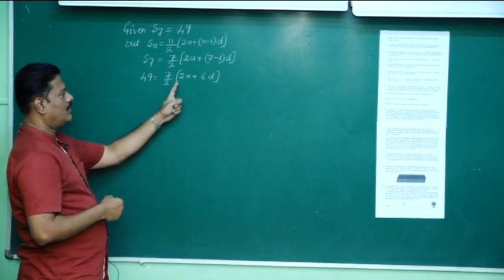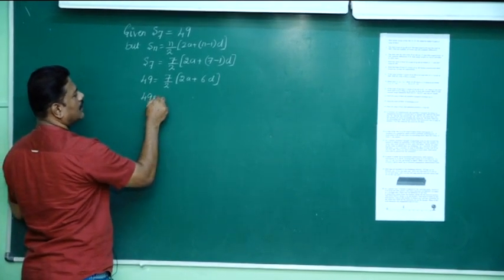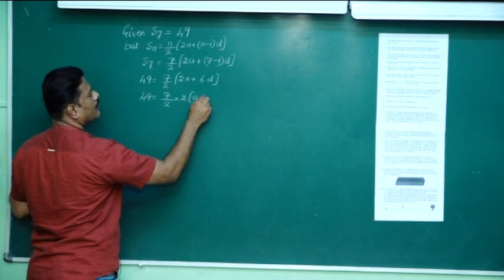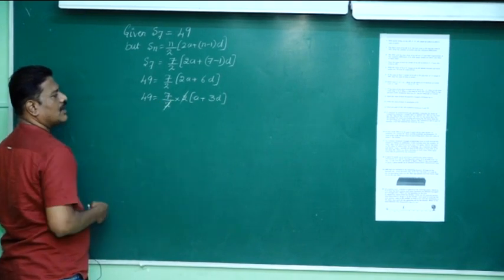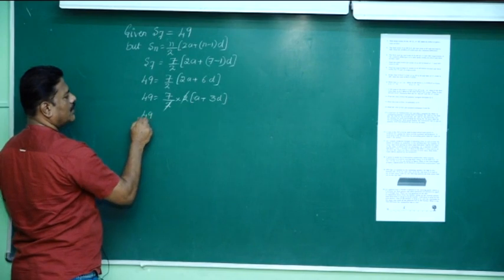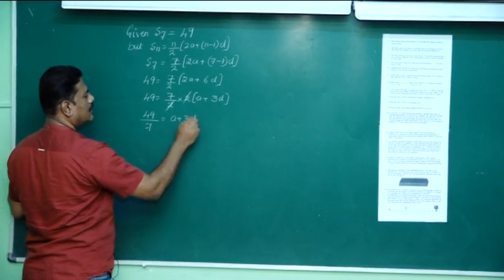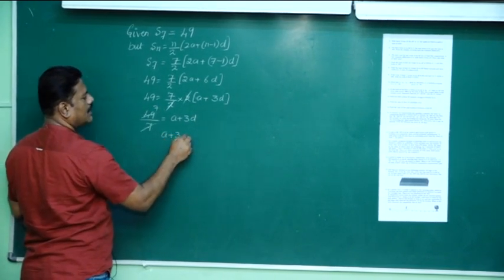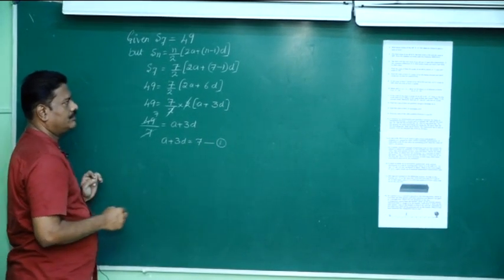There is a common factor here, you take out so that this 2 will get cancelled. So 49 is equal to 7 by 2 into 2 into A plus 2 3s are 6. Now you see this 2 and this 2 cancels. Because of the product, when you transpose, it comes to denominator. 7 is equal to A plus 3D. So from 7 it goes 7 times. So A plus 3D is equal to 7. Let me call this equation 1.